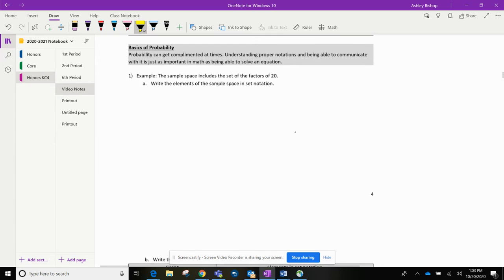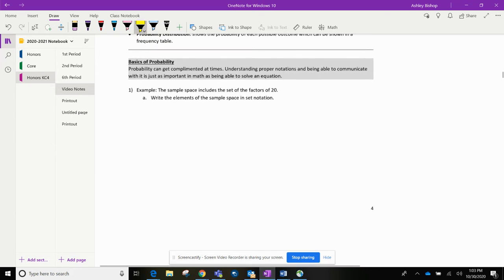So we are going to practice writing sample spaces in set notation. For this first example, it says the sample space includes the set of the factors of 20. And the question says, write the sample space in set notation. So remember, the sample space is all of the options. And set notation is I put those options in brackets. And we usually write them in numerical order.